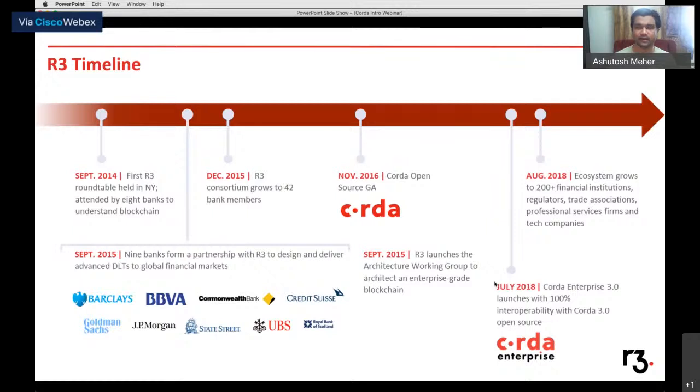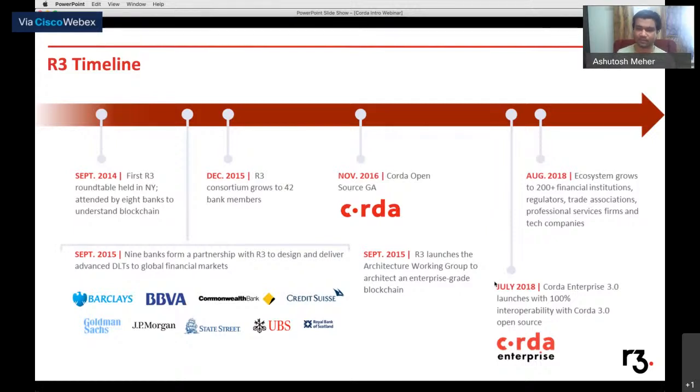One year down the line, they agreed to build an enterprise grade solution, especially for the financial domain, that could serve their business use cases. A separate architecture working group was created, focused on building enterprise grade blockchain applications for finance. Three months later, the consortium, which started with 8 and then 9 banks, had grown to 42 different members.